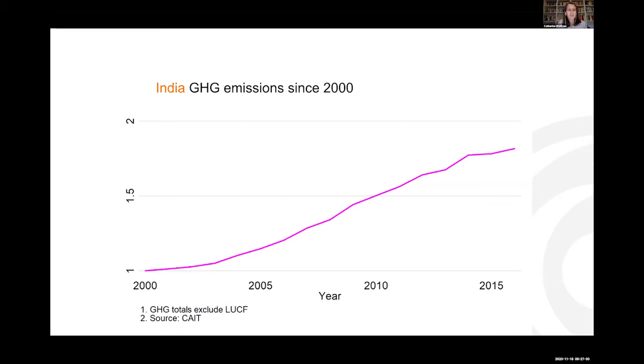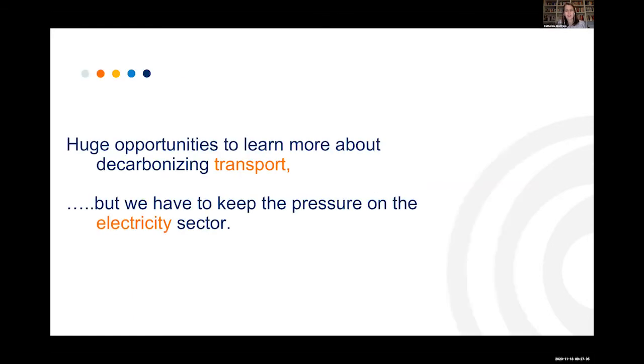Okay, so given the divergence in the red line and the green line on the graphs that I showed you for the UK and California, where we've seen dramatic reductions in electricity sector emissions and not such dramatic reductions in transport, I think it emphasizes the point that there are huge opportunities to learn more about decarbonizing transport. And so I welcome forums like this to think hard about what those opportunities are and to start thinking about this from both a policy and a research perspective.